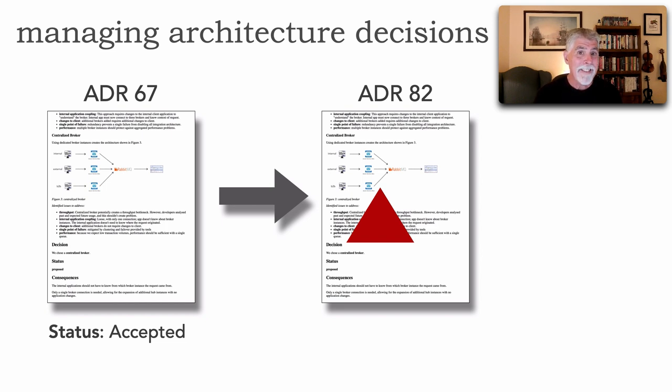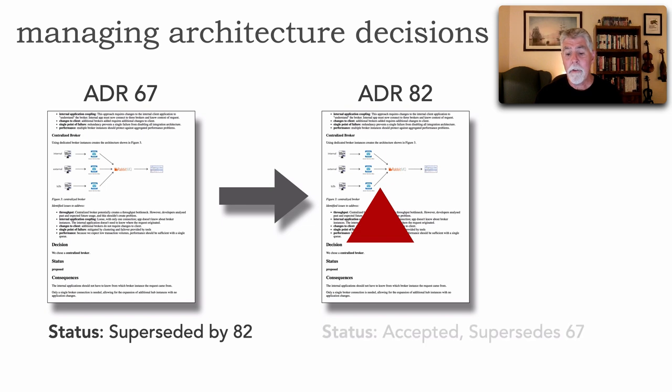Now, the confusion is 67 still exists and has been accepted. So now we have two different decisions. That's where we get the superseded piece. So notice the ADR 67, the status changes from accepted to superseded by ADR 82. And then ADR 82, once it gets accepted, supersedes 67. In this way, if we're taking a look at ADR 67, we know this is ancient history. It's been superseded already.